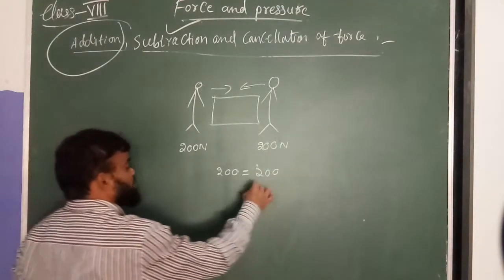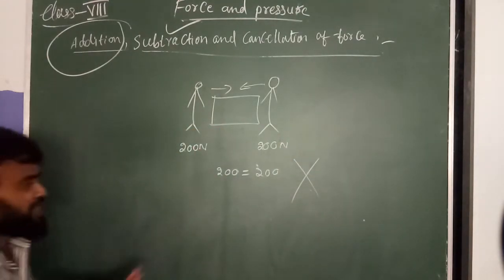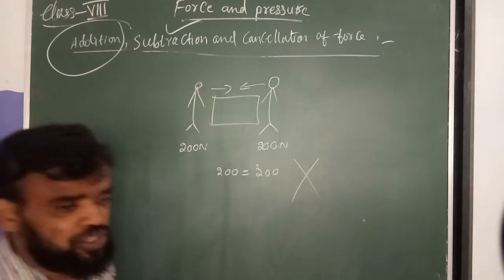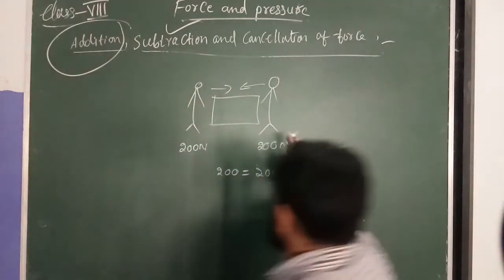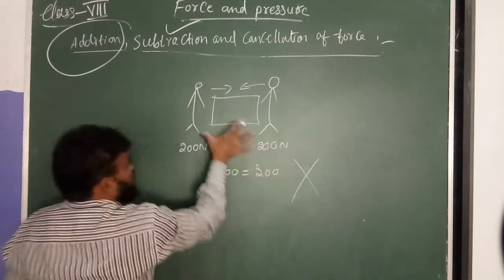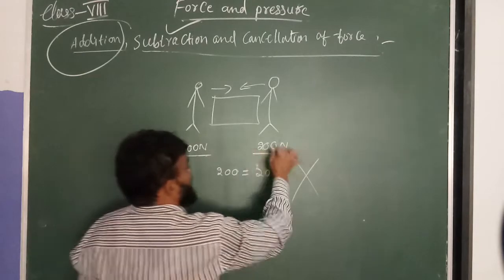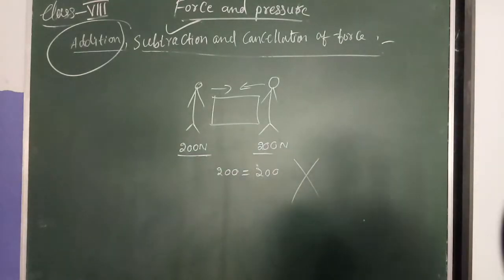Then we call it cancellation. We get a cancellation of force, because we are getting equal forces. The object will not move in this direction or in that direction, because the force applied is 200 Newton and 200 Newton from both persons. Understood?